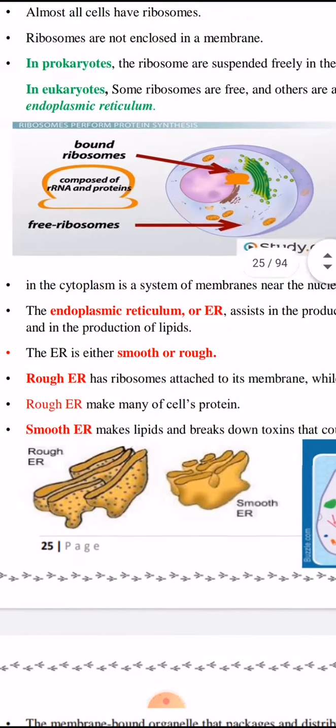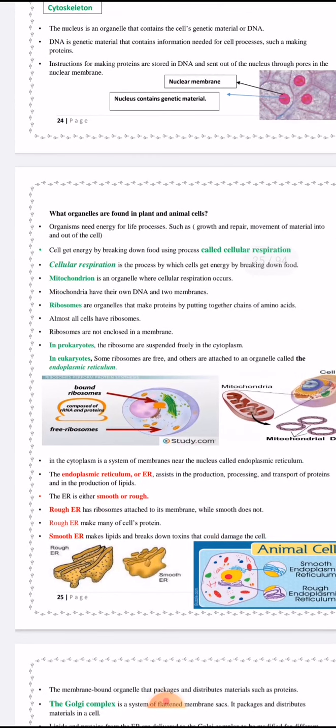So we have mitochondria, ribosomes, endoplasmic reticulum, and the Golgi complex. All of those are present in plant and animal cells.